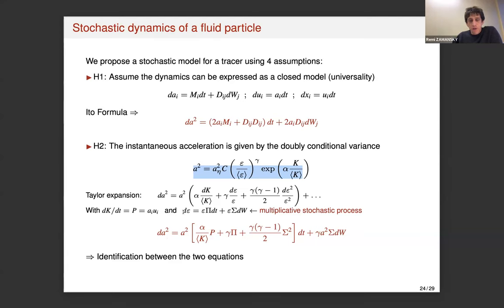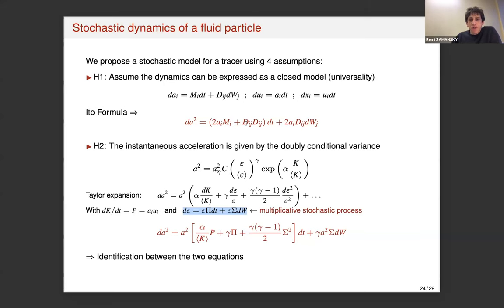And for that, I assume that the variation or the increment of the dissipation rate, epsilon, can be modeled as a multiplicative stochastic process of that form. So I plug everything in and I have two equations for the increment of the square of the acceleration. And the game now is to identify those two equations to find what is M and what is D here.